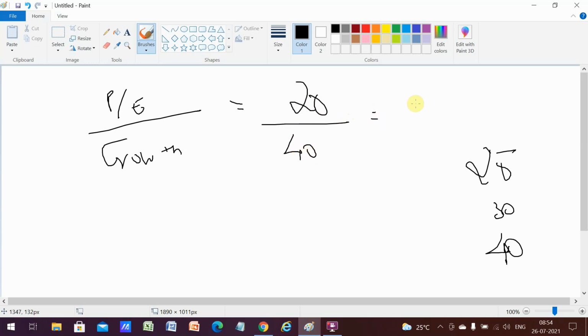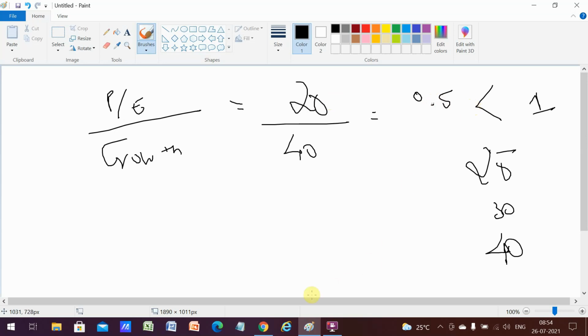So what happens, it is going to be 0.5, correct? 20 divided by 40. So what he said was anything less than 1 is undervalued. If you have a company growing at 40%, and its PE is just 20, then your PEG ratio is going to be 0.5, and that particular company is an undervalued company as per Peter Lynch's PEG ratio.